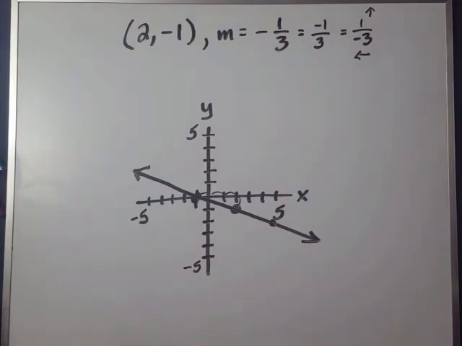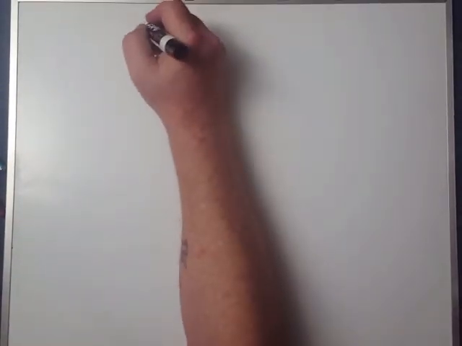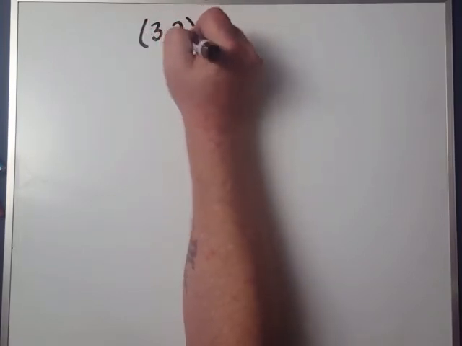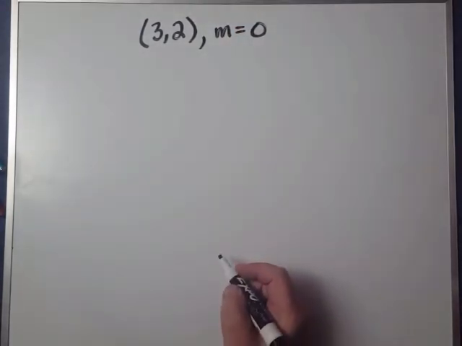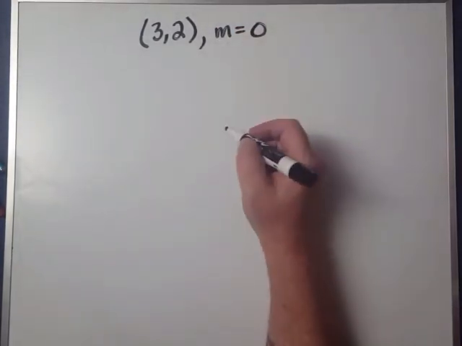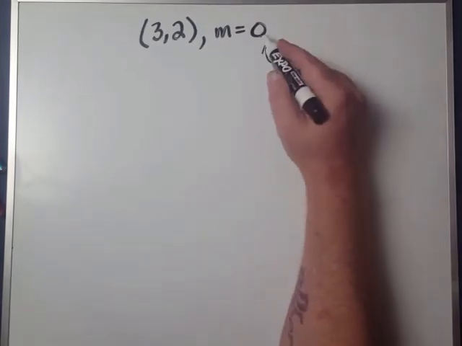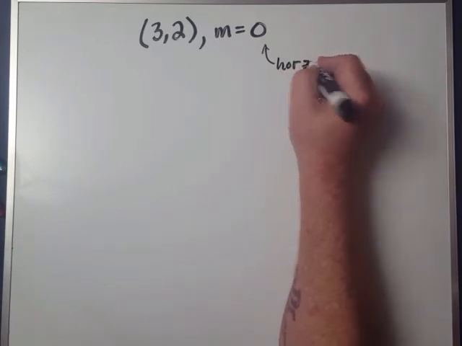Let's look at number 28. Number 28, she wants us to graph the line that passes through the point 3, 2 and has a slope of 0. Slope of 0 already tells you what? That this is a line that neither rises nor falls. This is a horizontal line.